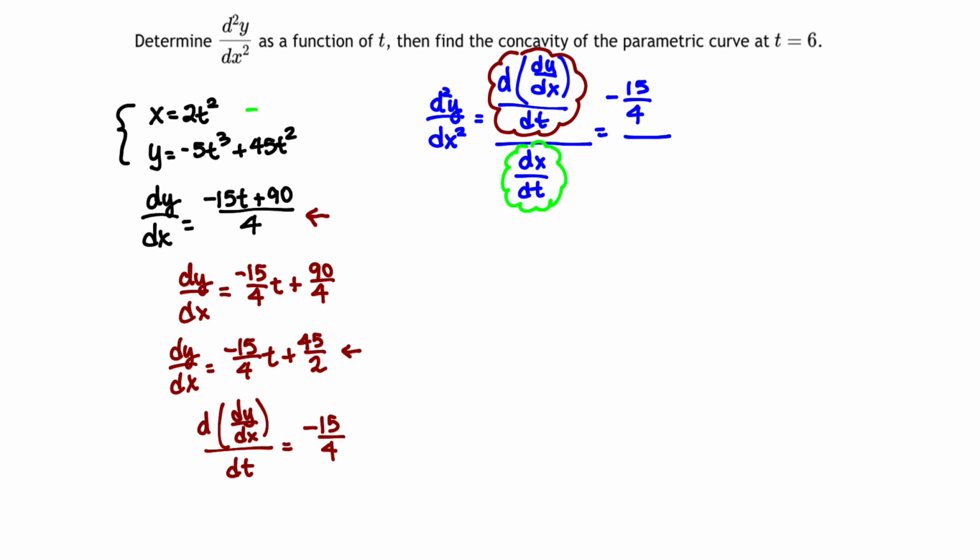As for dx/dt, we can recall this from our first part where we found the first derivative. dx/dt is just the derivative of the x piece of our parametric curve with respect to t, and that was just 4t if you remember. So that becomes our denominator for our second derivative. If we clean it up with a little bit of math, we're going to take this complex fraction and make it more simple. Negative 15 fourths divided by 4t is the same thing as negative 15 fourths times 1 over 4t. And that means our second derivative is simply negative 15 over 16t.